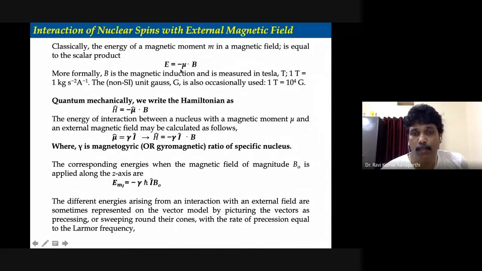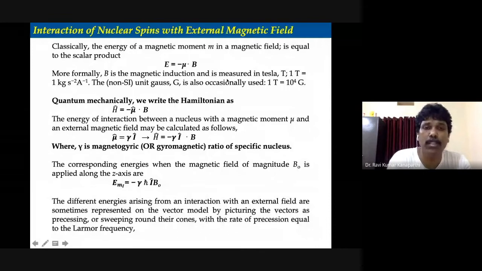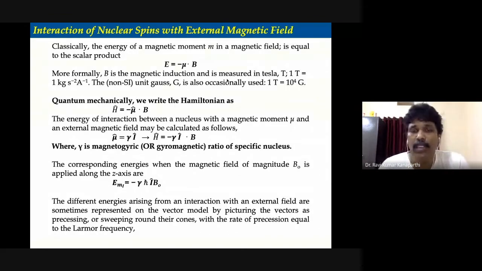Mu is the magnetic moment, where B is the magnetic field strength, and generally we represent it in Tesla, which is the SI unit. Of course, it can be expressed in terms of Gauss also, and 1 Tesla is equal to 10,000 Gauss. That is a convention. So please remember, some of the problems may be given in Gauss, some in Tesla, so this conversion is important.